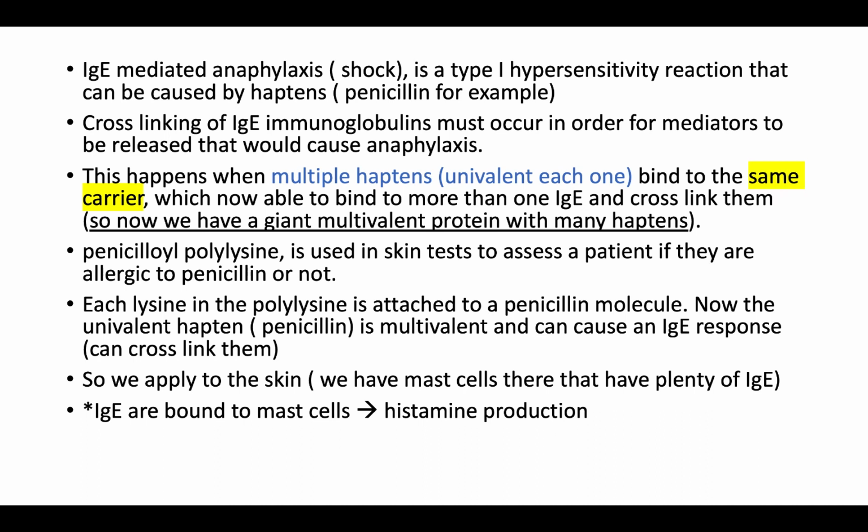So IgE-mediated anaphylaxis is a type 1 hypersensitivity, which we will talk about later. It can be caused by haptens cross-linking IgE. This happens when multiple haptens, say 100 of them, are all bound to one protein. This protein is able to bind more than one IgE and cross-link them. You know that histamine is released by cross-linking the IgE receptor, which releases a huge amount of histamine. Histamine is an anaphylactic producer.